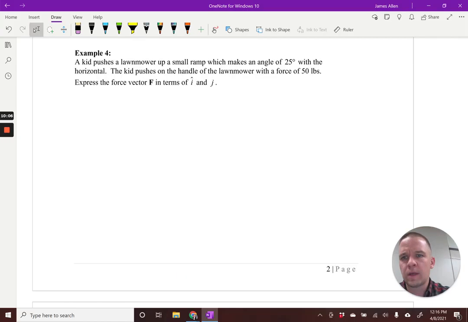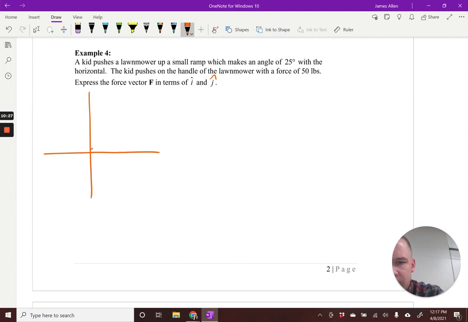I love application. So we got a kid pushes a lawnmower up a small ramp, which makes an angle of 25 degrees with the horizontal. The kid pushes on the handle of the lawnmower with a force of 50 pounds. Express the force vector F in terms of I hat, J hat. Ooh, we're missing a hat. Okay. So let's draw a picture first.